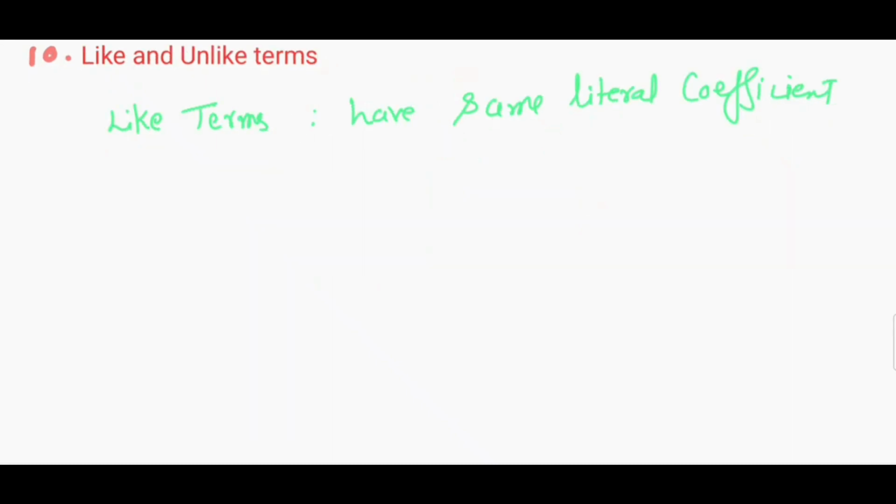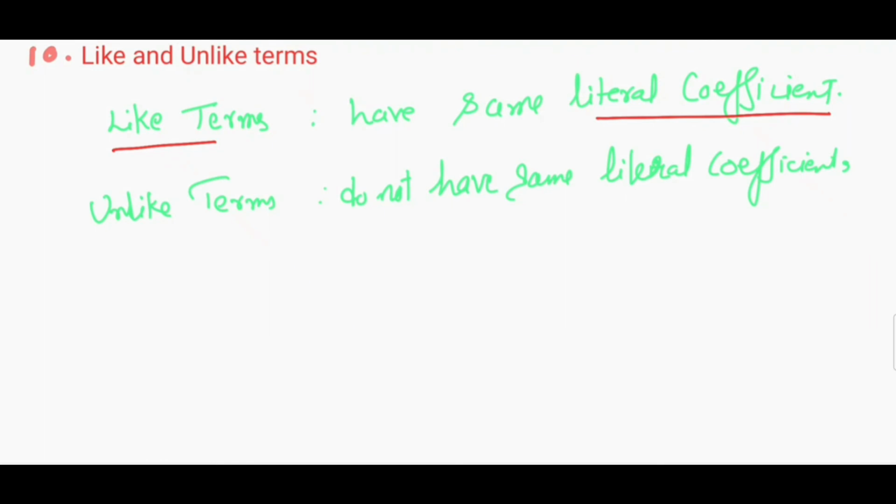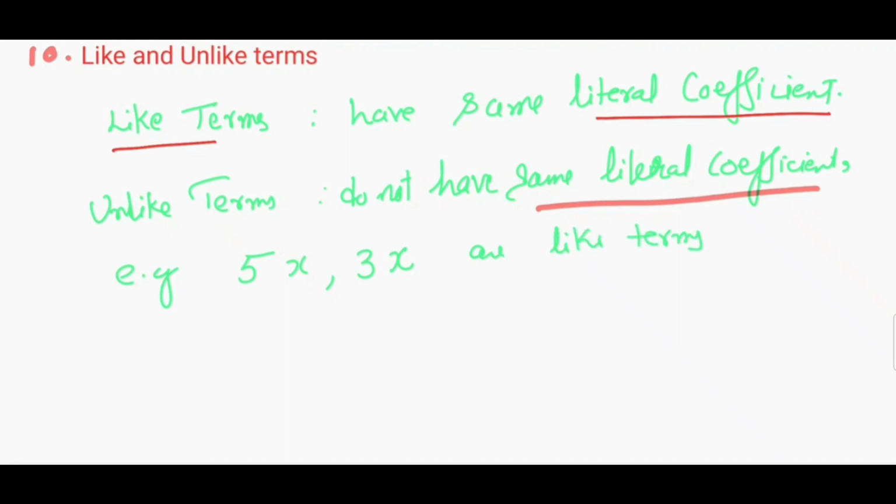And next we have like and unlike terms. Like terms are the terms that have the same literal coefficients. And what are unlike terms? Unlike terms do not have the same literal coefficient. For example, 5x and 3x are like terms because they have the same literal coefficient, x and x. Similarly, 7x square and 3x square are like terms. They have the same literal coefficient, x square and x square.